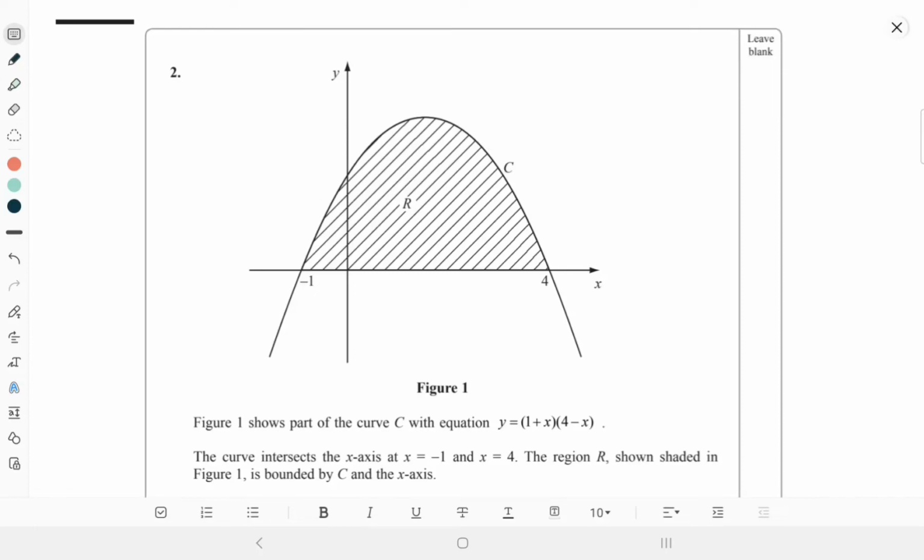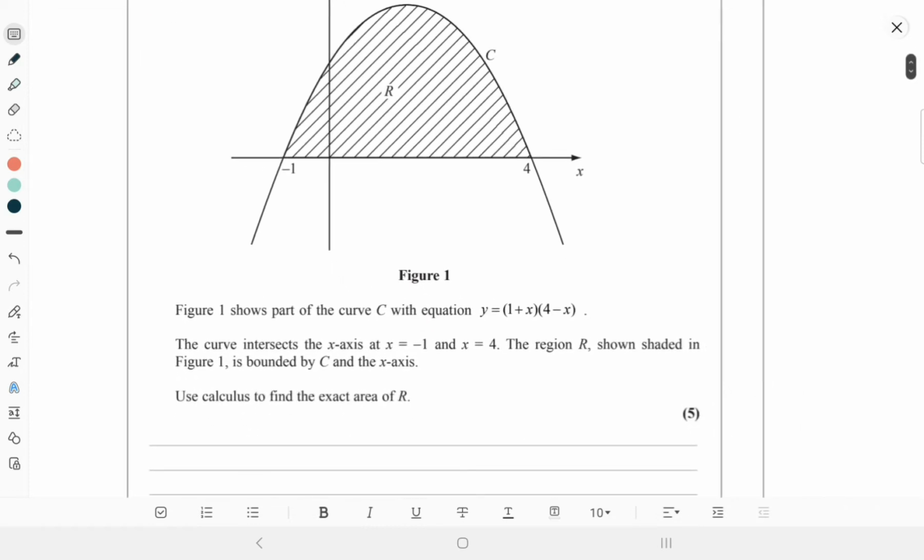Question 2. Figure 1 shows part of the curve C with the equation y equals... The curve intersects the x-axis at x equals -1 and x equals 4. The region R shown shaded in Figure 1 is bounded by C and the x-axis. Use calculus to find the exact area of R.